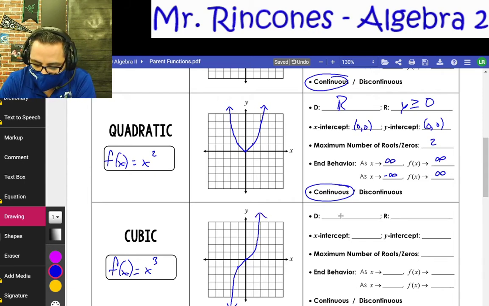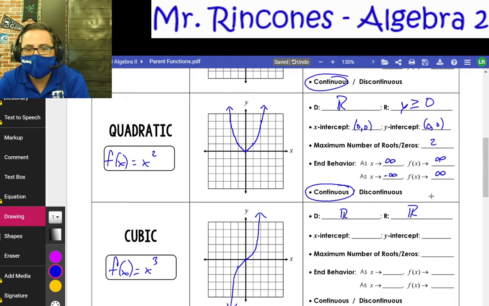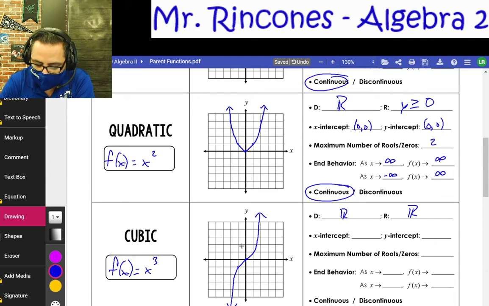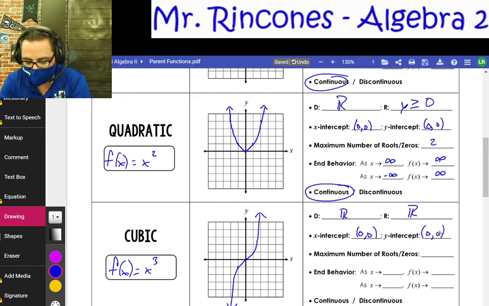Okay, domain and range. Same, all real numbers. So we're doing this so you can have a note set up for what these types of functions should look like. Okay, so this is a great reference tool for later. The x-intercept and the y-intercept are at the origin. So let's just mark 0, 0.